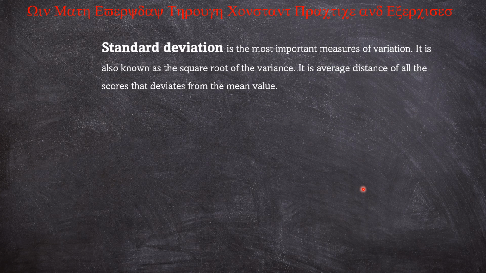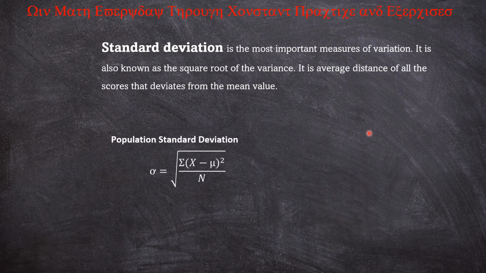Standard deviation is the most important measure of variation. It is also known as the square root of the variance. So this is what I've told you. It is the average distance of all the scores that deviates from the mean value.